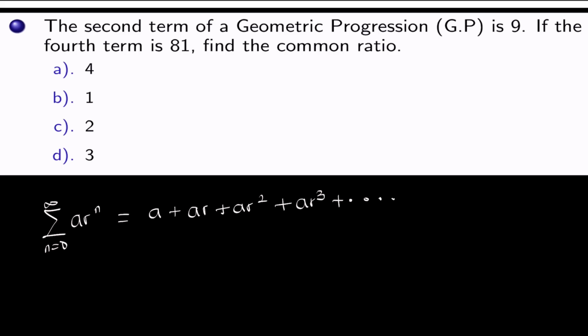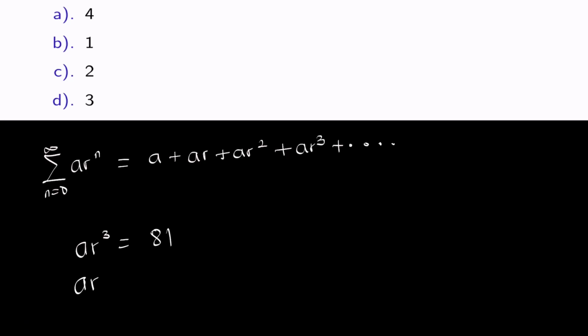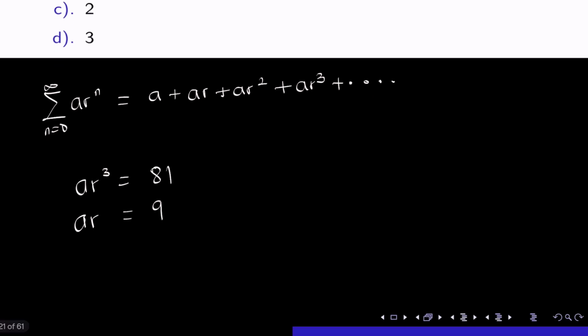From the question, we are being told that the fourth term of the sequence is 81. And so we are going to have ar cubed is equal to 81. Because based on this series, a is the first term, ar is the second term, and so the fourth term is ar cubed. And also we are being told that the second term is 9. Thus ar is equal to 9.